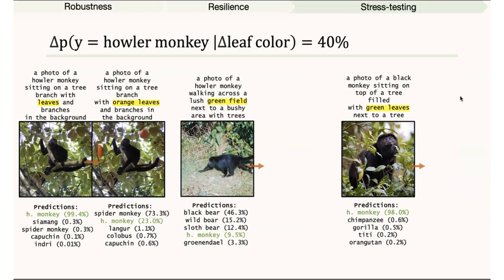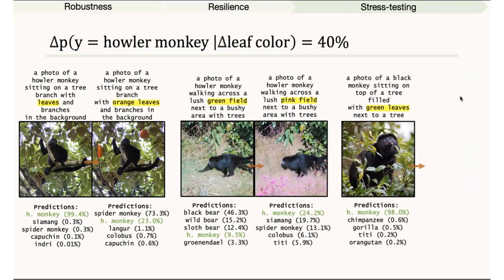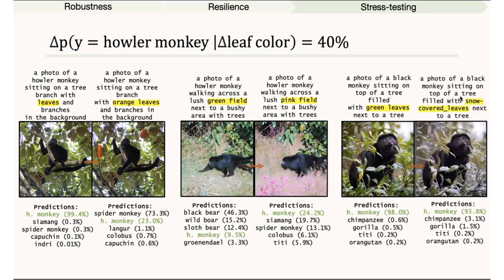It actually adds something that looks like an orange fruit, and the model's confidence that this is a Howler Monkey goes down by quite a bit. Similarly, if you go from a green field to a pink field, there's quite a lot of fluctuation in the model's confidence. There are cases where it's a little more robust. If you go from green field to snow-covered leaves, the confidence only goes down by a little bit. These are just some representative examples, but on average, the model is quite sensitive to the color of the surrounding foliage for this given class.